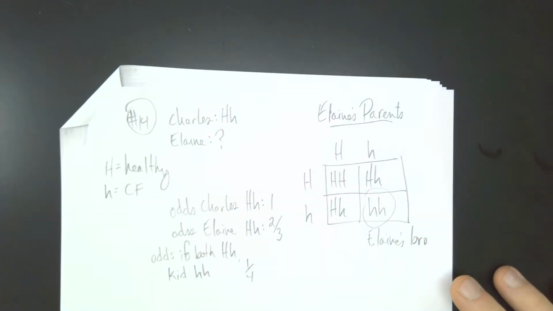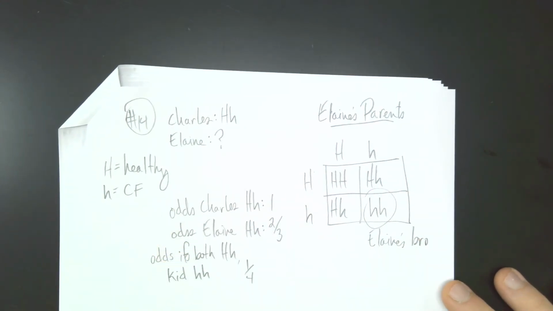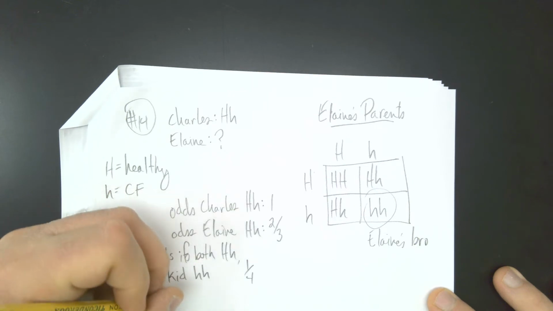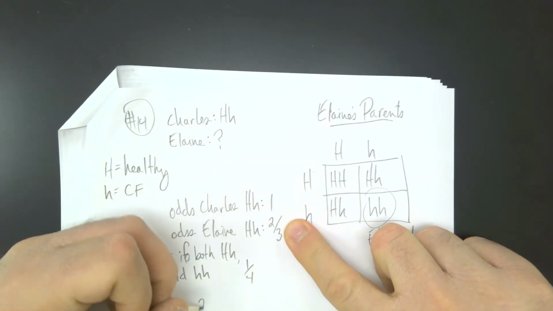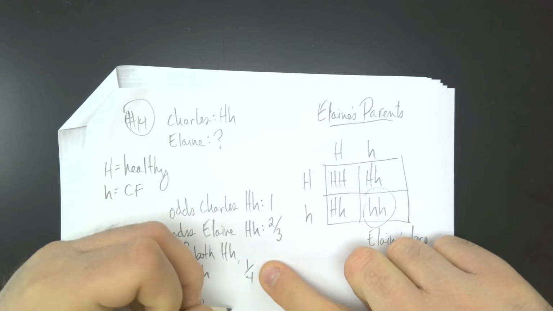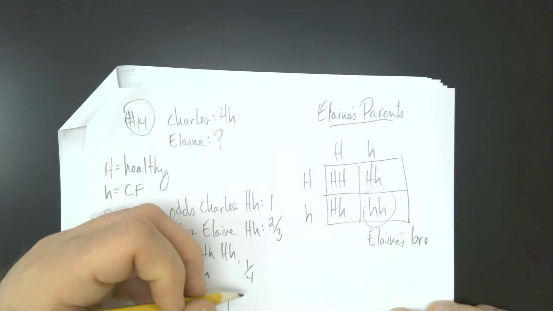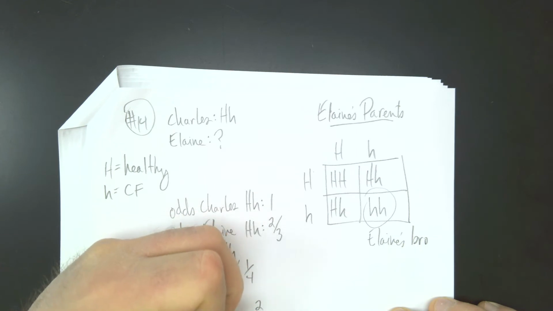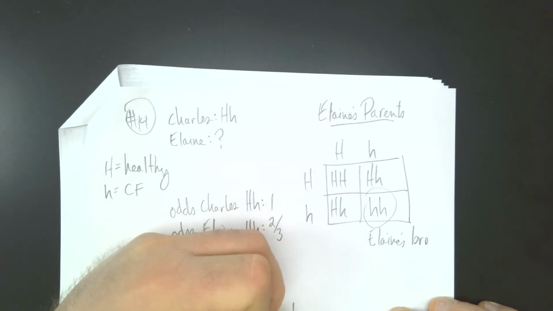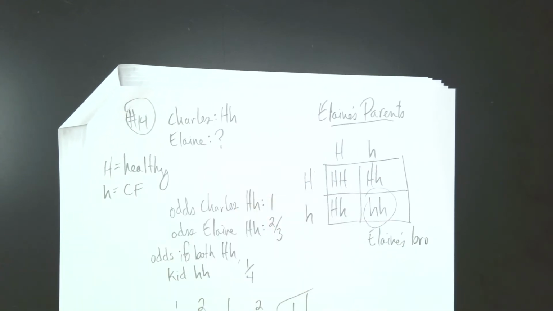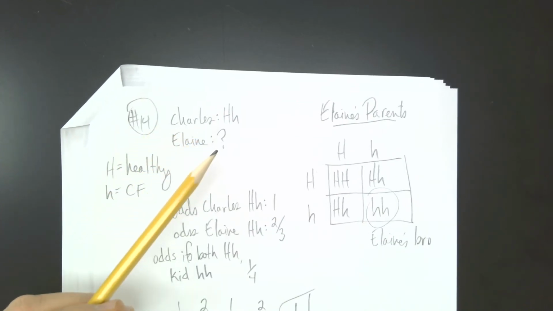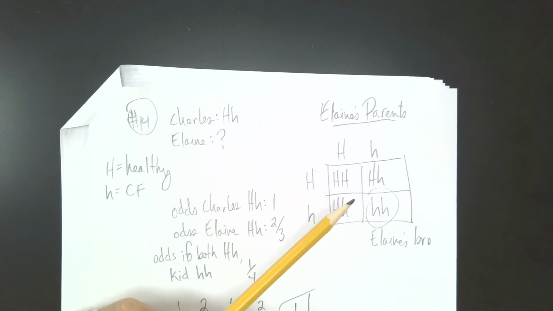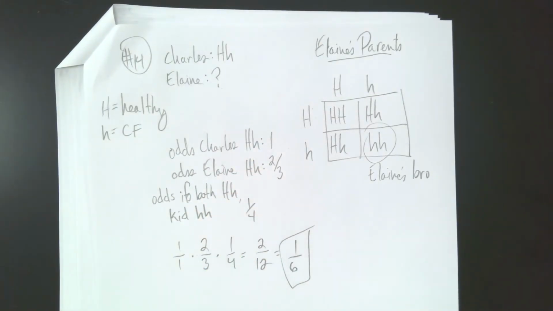So again, everybody's an independent event. Charles is an independent event, Elaine's an independent event, and a kid is an independent event. So it's 1 over 1 times 2/3 times 1/4. So that is 2/12 or 1 in 6. So if we know Charles is a carrier and that Elaine had a sibling but not parents with CF, then their odds of having a kid with CF are 1 in 6.